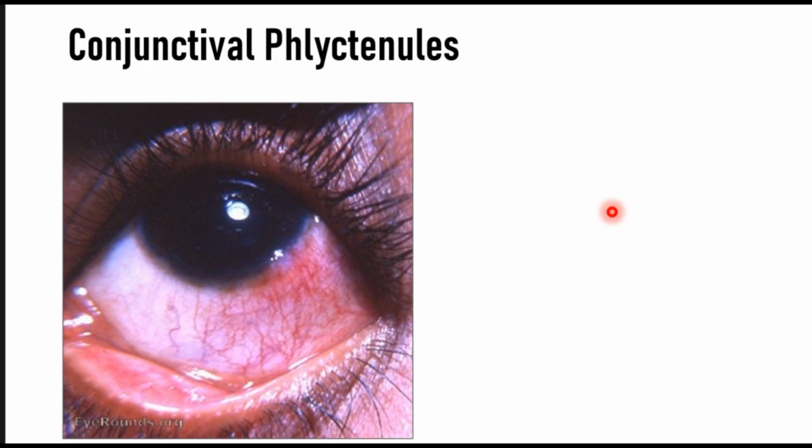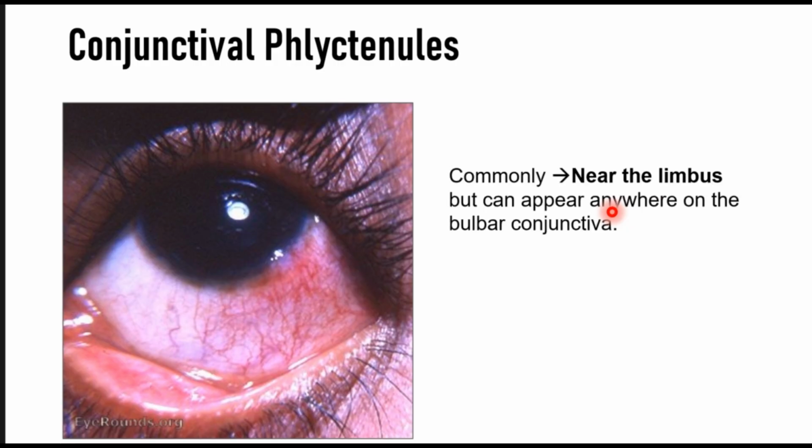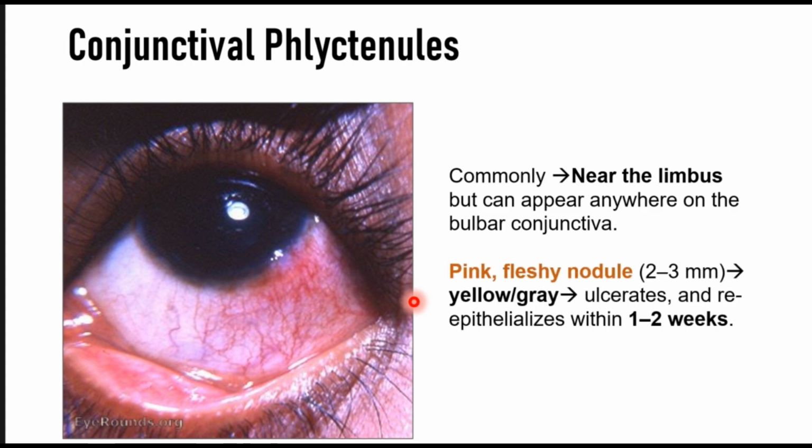All right, so let's describe the conjunctival phlyctenules first. These are basically common near the limbus, but they can appear anywhere on the bulbar conjunctiva. Usually, you're going to see a pink, fleshy nodule about 2 to 3 millimeters. Later, they become yellowish to grayish in color. They can ulcerate and they also reepithelize pretty quickly in 1 to 2 weeks, and they do not leave any conjunctival scarring, right? So, no conjunctival scarring after healing. That is something which is very important.